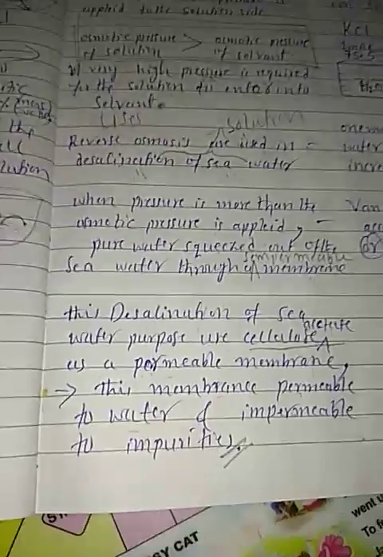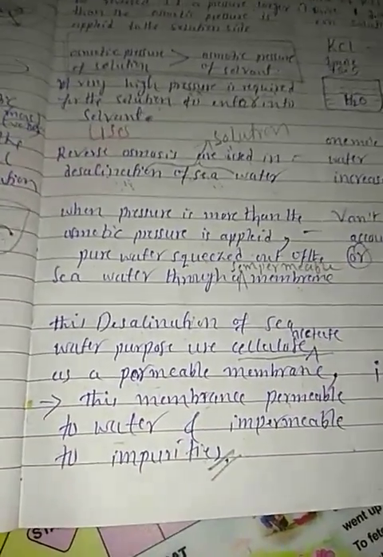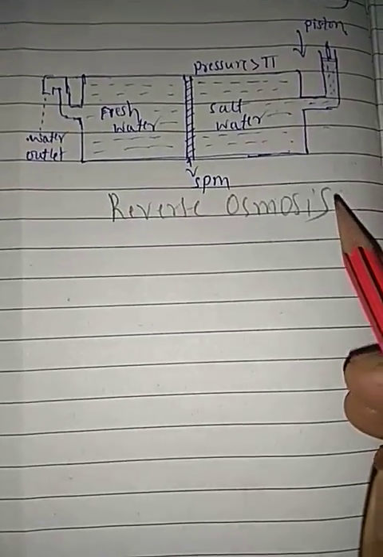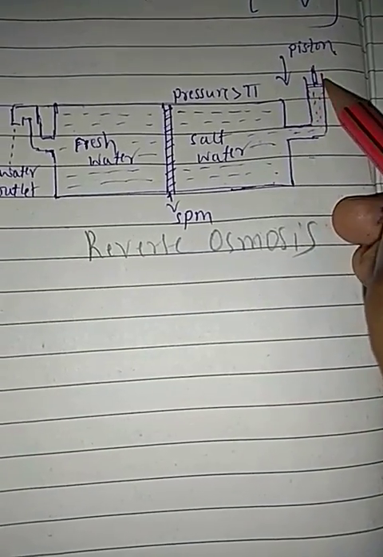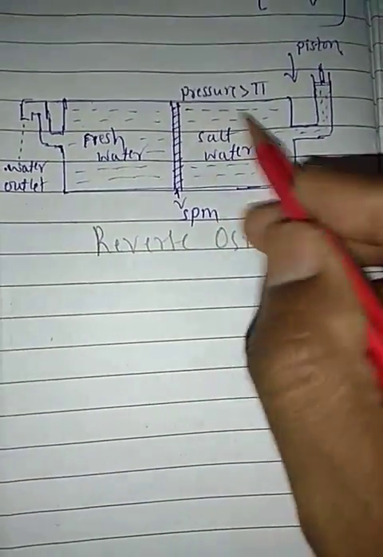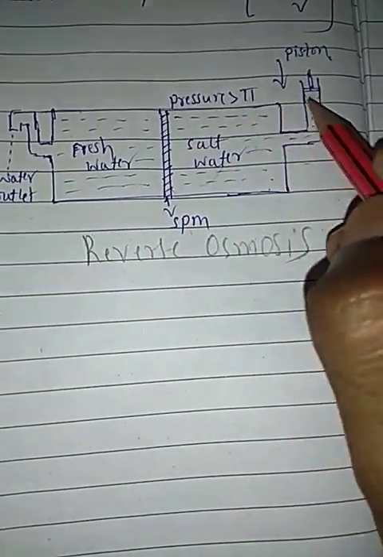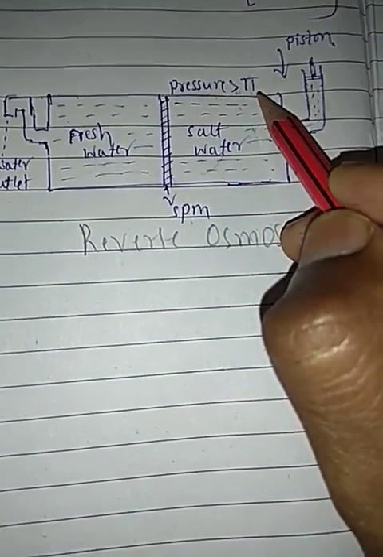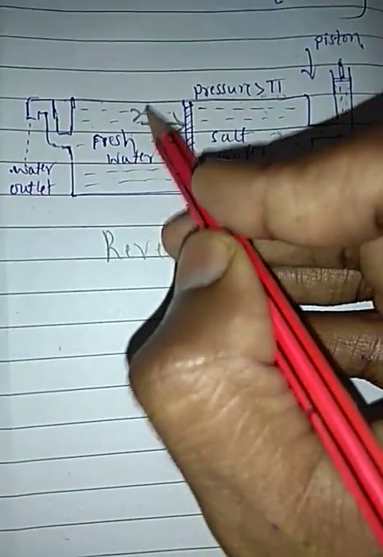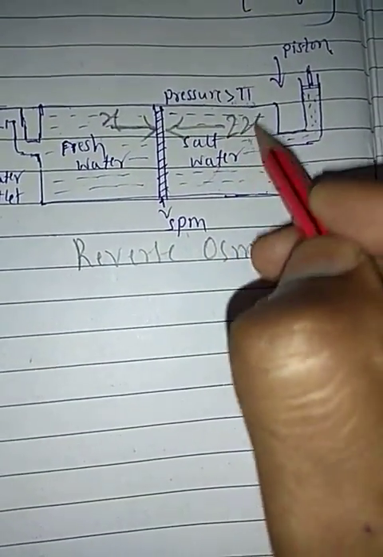Right students, I hope you understood these topics. Okay, I will show you the diagram. This is one example of reverse osmosis. Here there is a piston, the salt water, the semi-permeable membrane, and the fresh water. We apply pressure on the salt water which is higher than the osmotic pressure. The seawater has x bar pressure, and here we apply 2x bar.